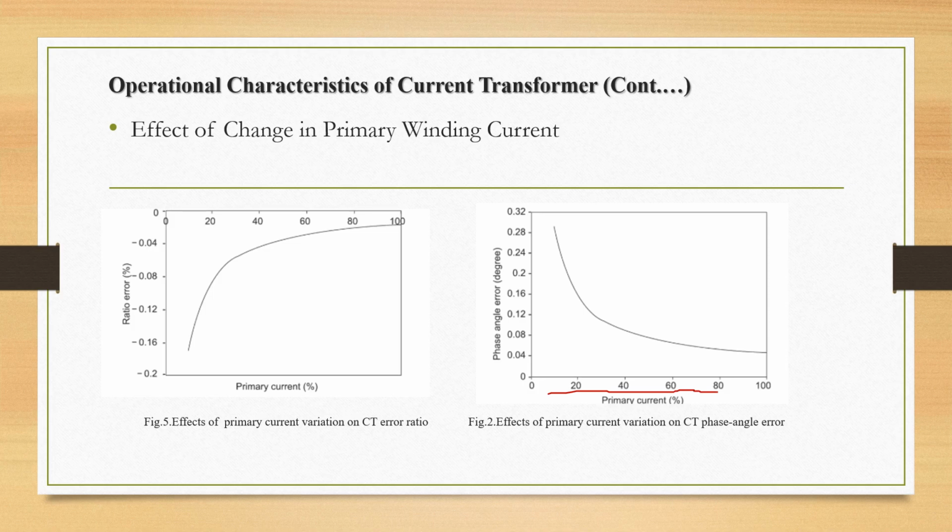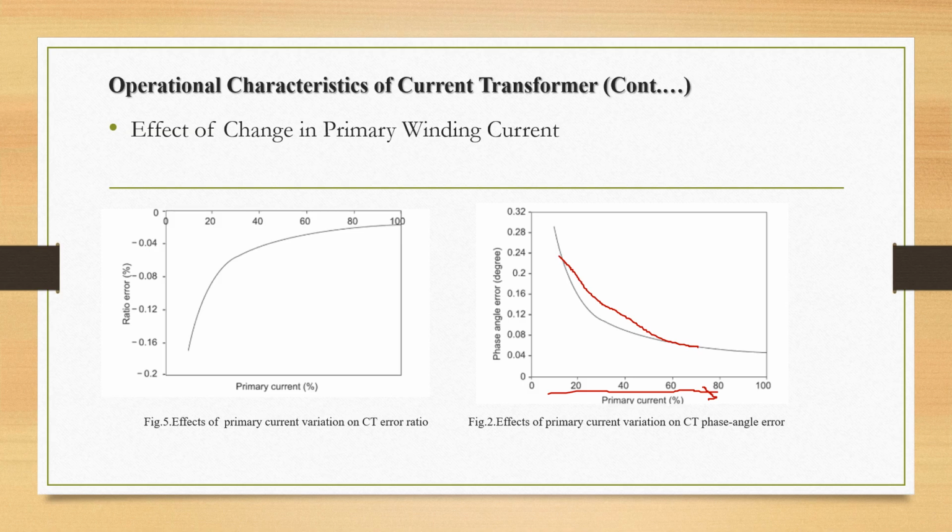Primary current is increasing in nature. As primary current is increasing, magnetizing current is proportionately decreasing. When magnetizing current decreases, phase angle error will also decrease. So with an increment in primary current, phase angle error will decrease.